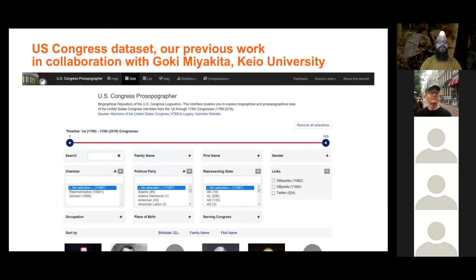One of the previous works we have done is the US Congress data set visualizations and Sampo-like user interface. So in collaboration with Koki Miyakita from Keio University, who was visiting the SeCo Research Group, we created this US Congress prosopographer where the end user can search for members of the US Congress based on the different facets. For example, the chamber, the political party, the representing state, and so on and so on. So similar ideas will be applied in this Parliament Sampo.